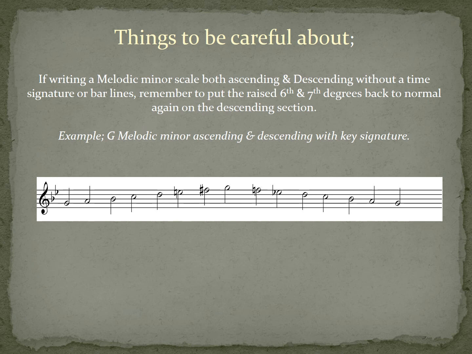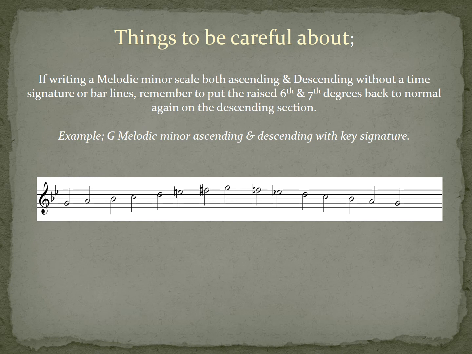Now, sometimes you're asked to write out a scale that doesn't give you any sort of indication of rhythm. There's no time signature, there's no bar lines, etc. So if you're asked to do a melodic minor scale, both ascending and descending, that doesn't have a time signature or bar lines, you remember to put the raised 6th and 7th degrees going up, but when you're coming down again and descending, you must put them back to normal again before you've altered them. This is because of the accidental rule. The whole line, although there's no bar lines in it, is regarded as one big bar.